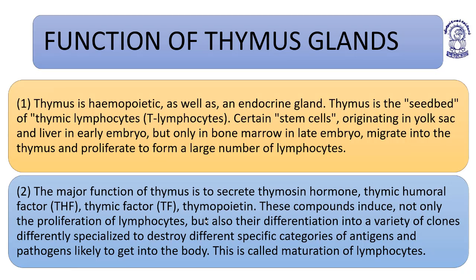Function of the thymus gland. Thymus is hemopoietic as well as an endocrine gland. It is called the seed bed of thymic lymphocytes or T lymphocytes. Certain stem cells originating in the yolk sac and liver in the early embryo, but only in bone marrow in the late embryo, migrate into the thymus and proliferate to form a large number of lymphocytes.